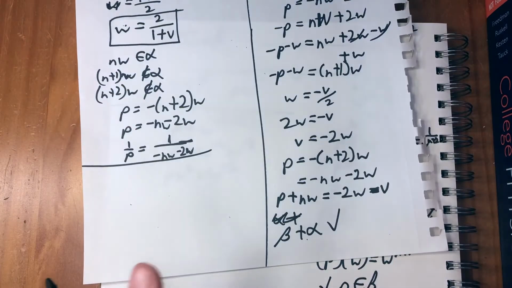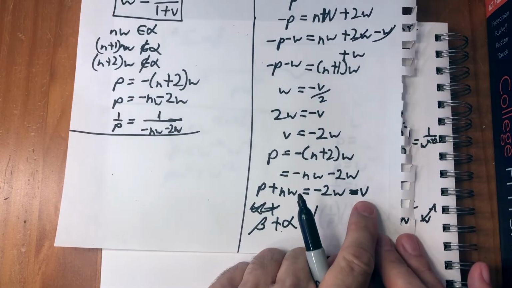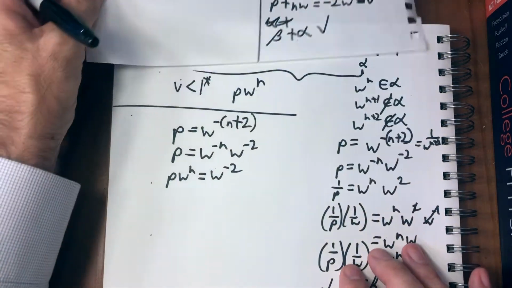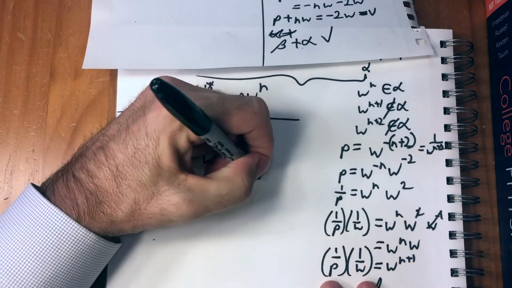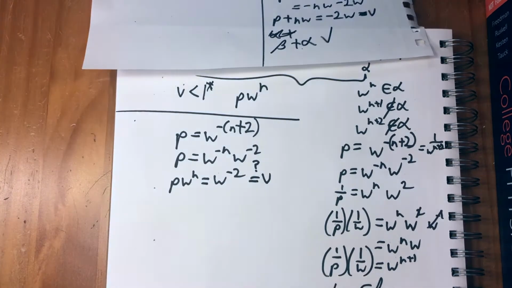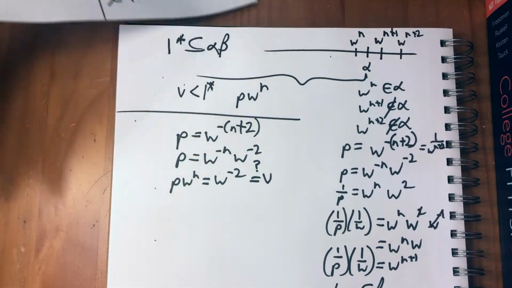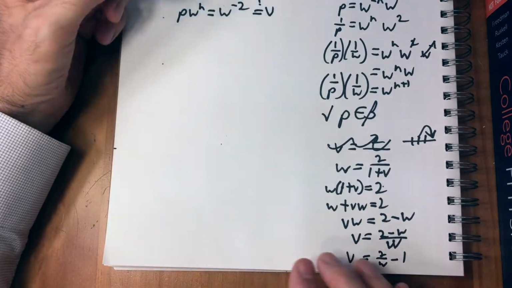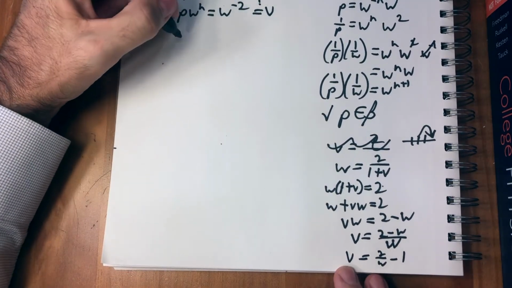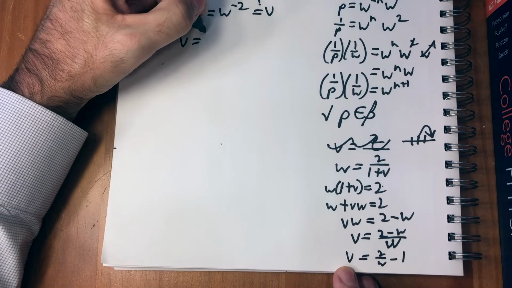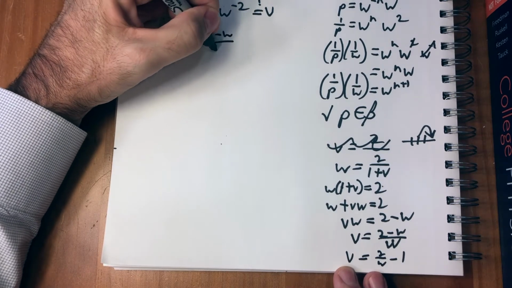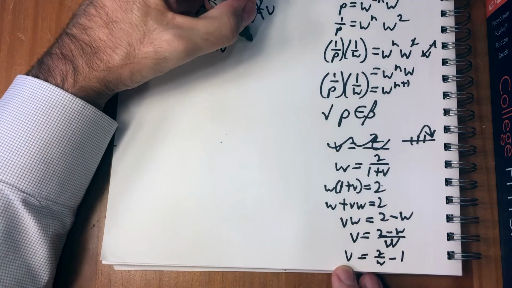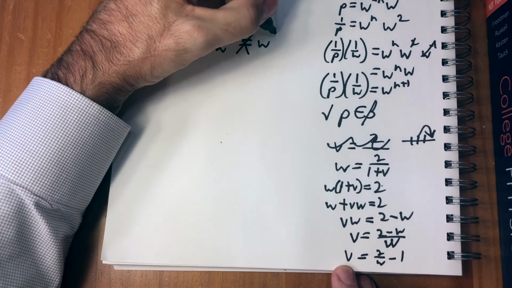Now what we need, the last step, is to have V equal 2 minus 2W, or here, this needs to be equal V. Problem is, we looked, and what we ended up with actually is that V equals (2 minus W) over W. So there's no way that that equals W to the minus 2.